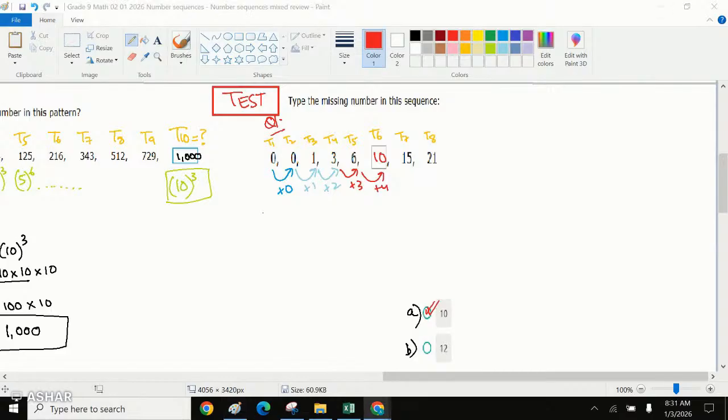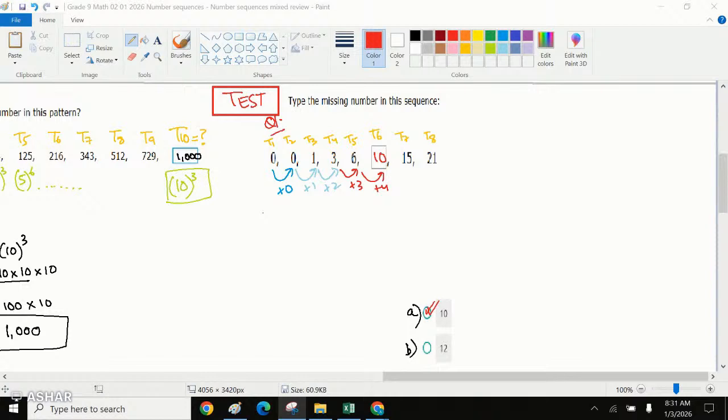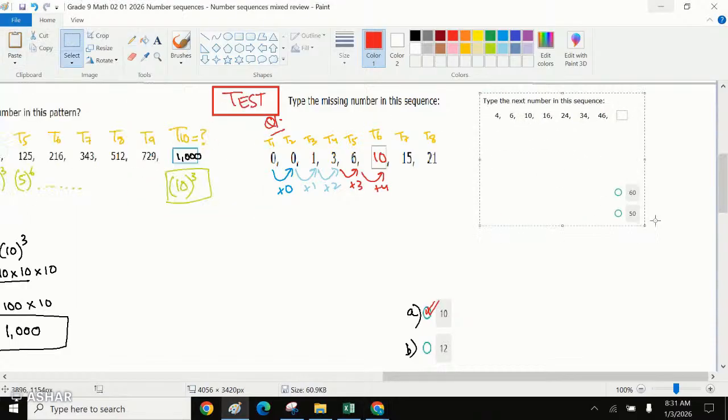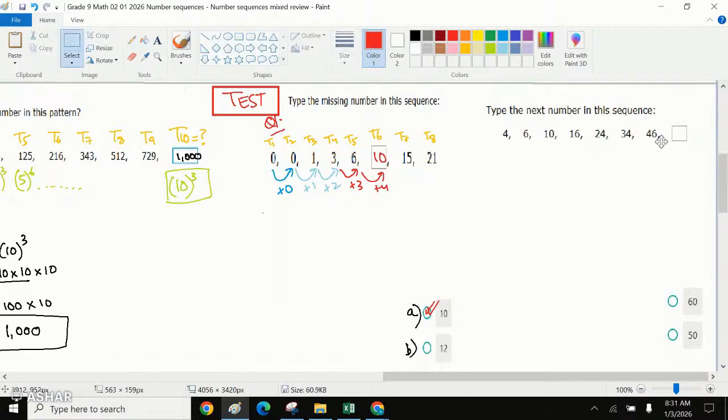Let's try the next question, the next number in the sequence. Let's try to simplify and see. I'll just copy the question on the screen. The second question we have is this. I'll just realign this. This is question number 2. Type the next number in the sequence, right?